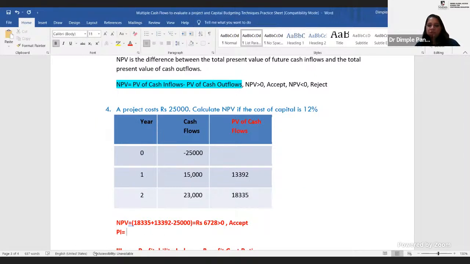Profitability index would be what? Between NPV and IRR, which one would you prefer if it's mutually exclusive? IRR can give you contradictory results as well. In that scenario, what would you prefer, NPV or IRR? NPV, right? Okay, quickly tell me PI for the same one.